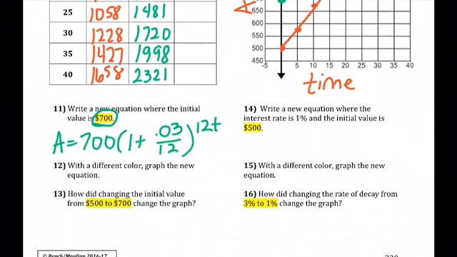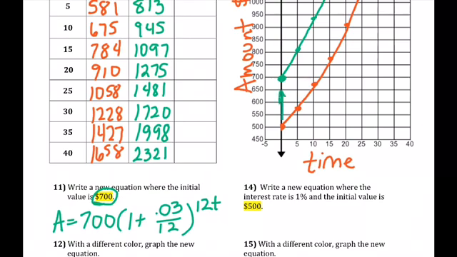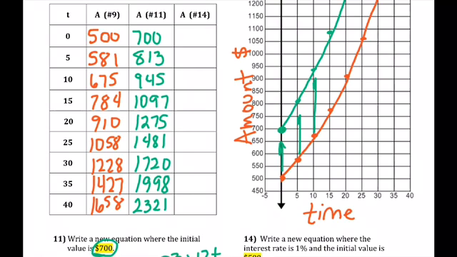So then the next question, number 13, it says how did changing the initial value from 500 to 700 change the graph? The only thing that changed was it started higher. I'm going to say it started 200 higher, or you can say it started at 700 instead of 500. But the big idea is that it moved up. So everything is going higher. It's not going to be the same 200 for each thing. It's because of that compounded interest and the exponential nature of it. So this is more than 200 right there. So it's not that they're going to be the same distance apart, but the rate is the same.